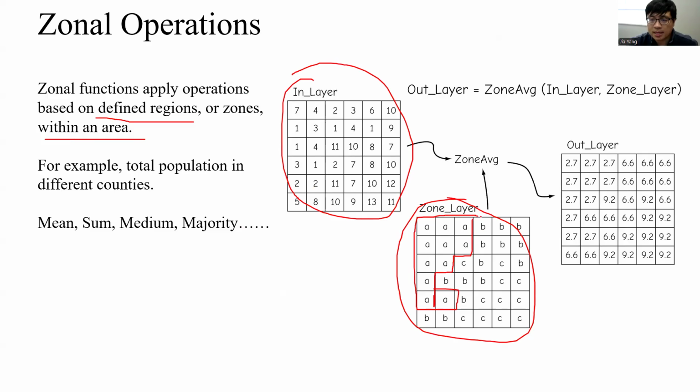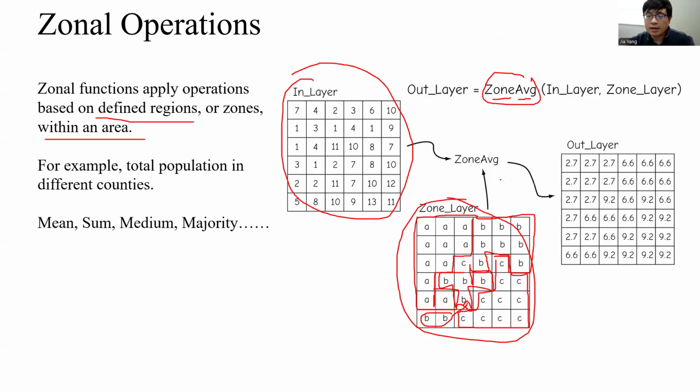Then we have zone B. There's zone B. And we also have zone C here. Sorry, here's still zone B. Then we are going to calculate the average or median or maximum or other type of statistical operations within each zone. In this case, we calculate the average. So it's zonal mean or zonal average in this example.